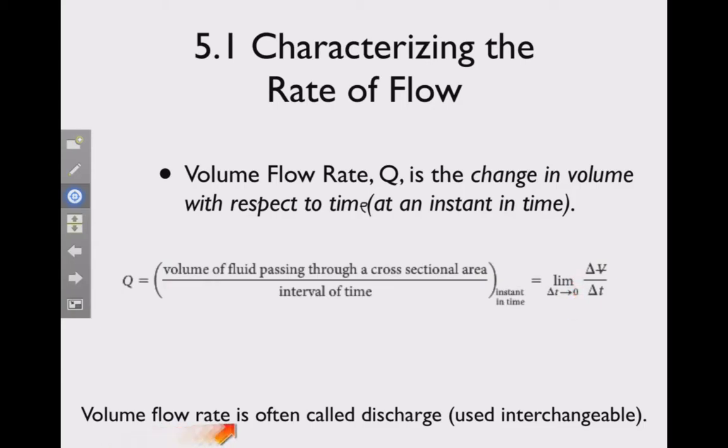Flow rate, and this is important, flow rate is synonymous with the term discharge. So engineers a lot of times use the term discharge, and so these two terms, volume flow rate and discharge, will be used interchangeably.